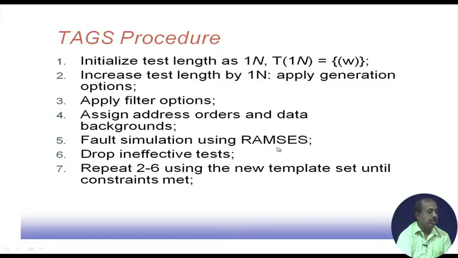Do a fault simulation using Ramseys. Ineffective tests will be dropped, and some tests will survive. For those tests we will again try to increase the length by another 1n operation, another read or write operation, and accordingly again we do the simulation till we are satisfied to the extent that 100% fault coverage has been reached, or we have come to the situation where the test length limit was reached and we have done up to that much. Then a number of sequences have been generated. Whichever sequence gives me the best coverage, we will accept that one.